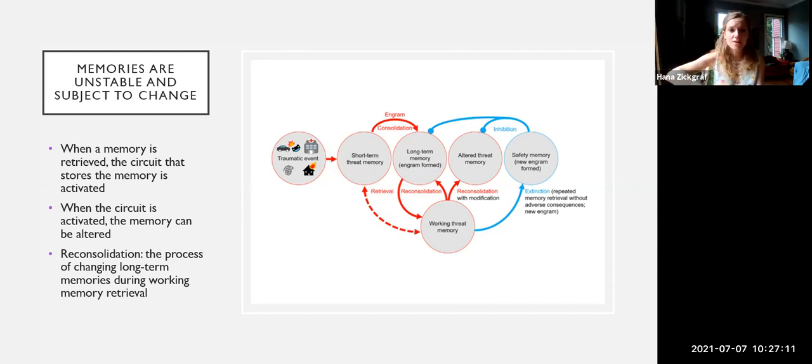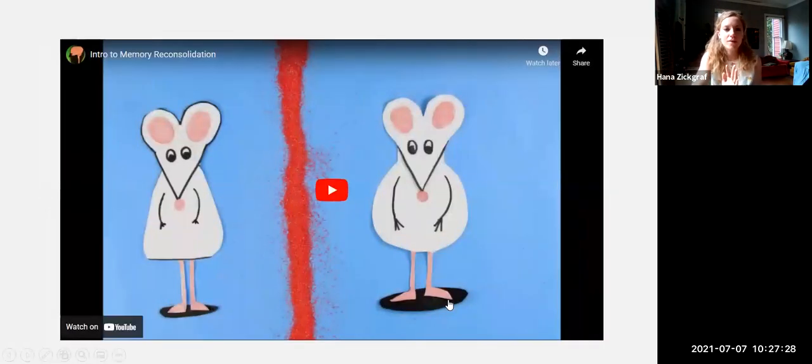It's known as reconsolidation. So consolidation happens right after a memory is encoded. Reconsolidation happens when an encoded memory is retrieved and activated. And this can actually lead to changes in your long-term memories that happen during retrieval and working memory. So this is a 7-minute video that sort of breaks down this process of memory reconsolidation. I'm just going to play the whole thing.